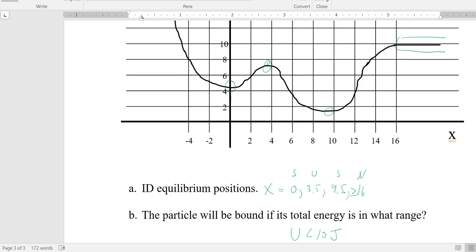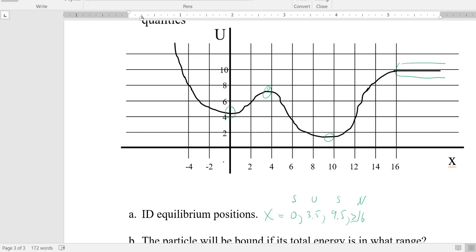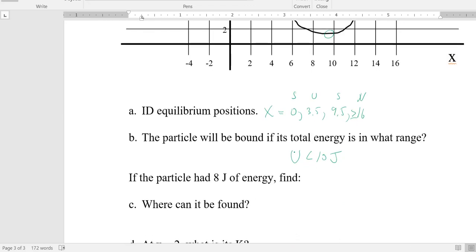Now there is a minimum on here. The lowest potential energy it can have occurs right about there, which is about 1.5 or so. Okay, so our energy must be between these two values if it is bound, if it has to stay on this graph.